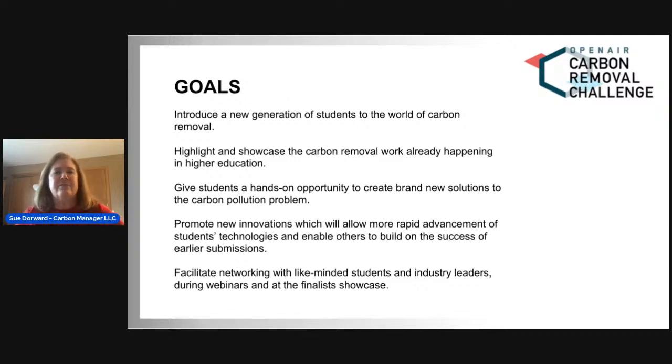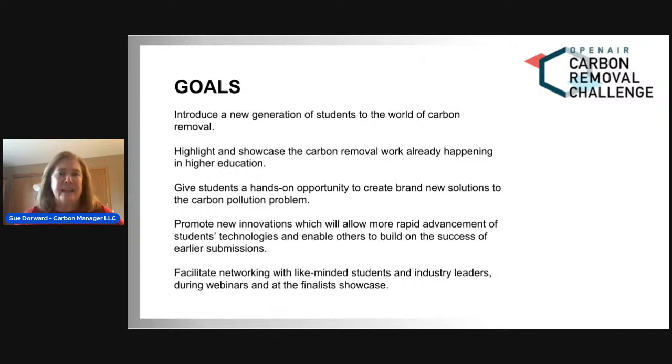So we have several goals for the challenge. The first and foremost is really to get students to learn about carbon removal and to introduce them to what the technologies are, what the issues are. We want to highlight the work that's already happening in higher ed in carbon removal, and try to accelerate and support that.